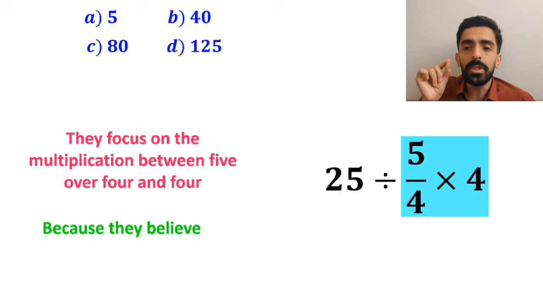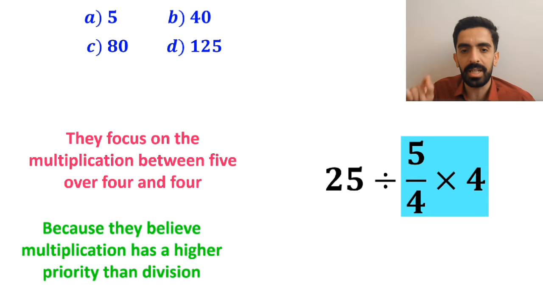And the first step to solve this question, most people go straight to the exponent, which is 5 squared. And they write this expression as 25 divided by 5 over 4 multiplied by 4. In the next step, they focus on the multiplication between 5 over 4 and 4, because they believe multiplication has a higher priority than division.